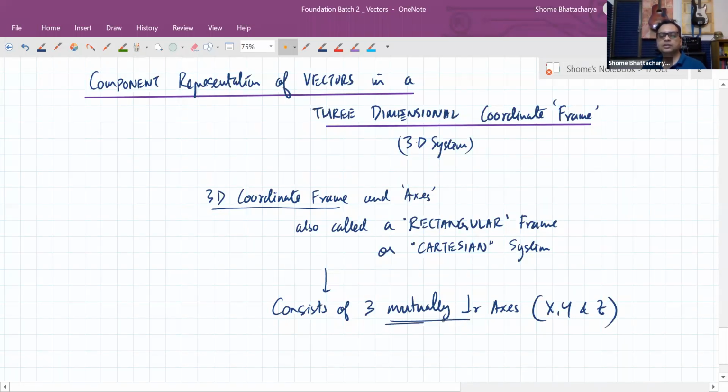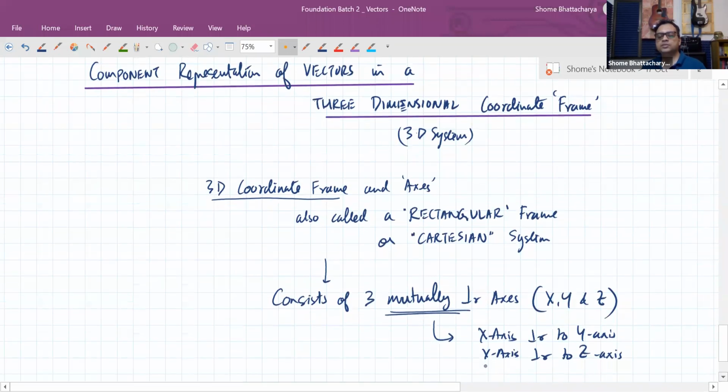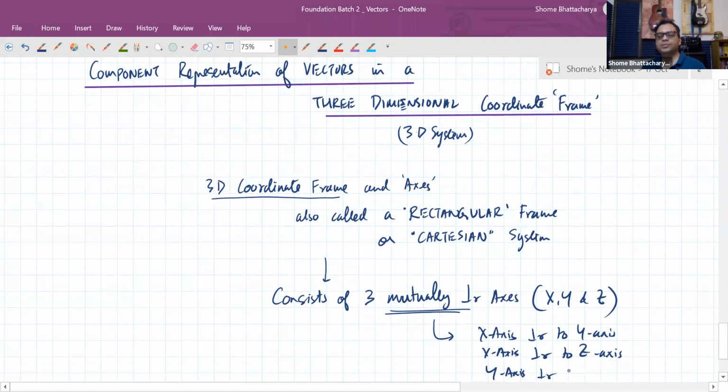So mutually perpendicular, what does this mean? This means that the x axis is perpendicular to the y axis. The x axis is also perpendicular to the z axis, and of course y is perpendicular to z. So any one axis paired with any other axis forms a perpendicular pair of lines, or a perpendicular pair of axes. Yes, very good. That's a good way to visualize it. Siraj, that's a correct way to visualize it. I'll explain it to you.